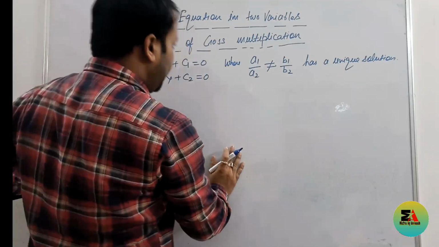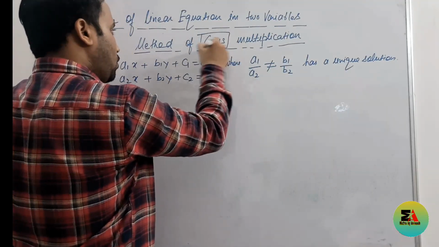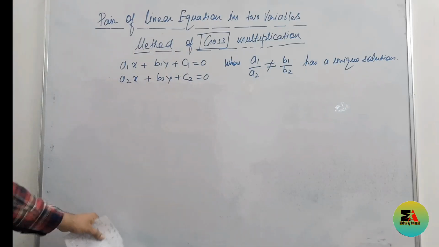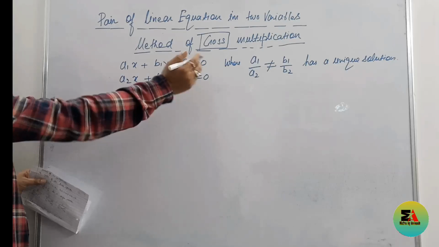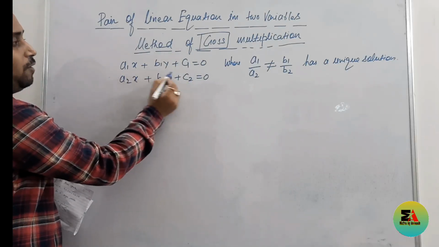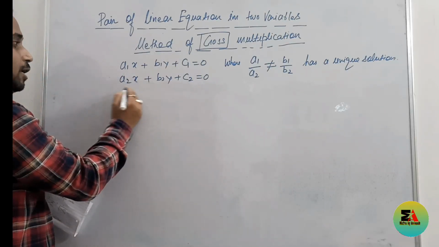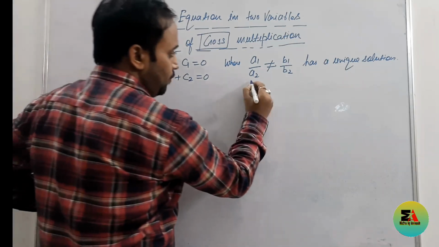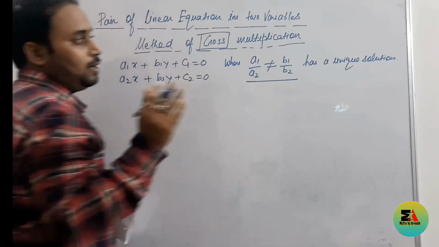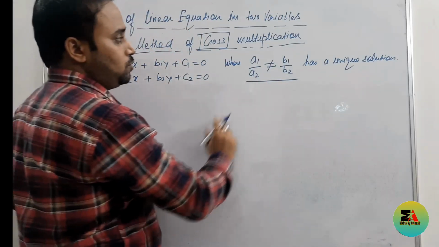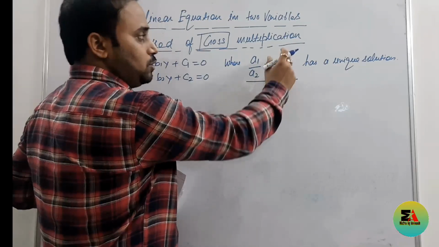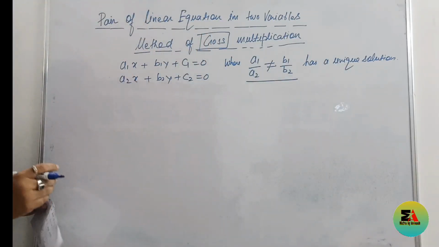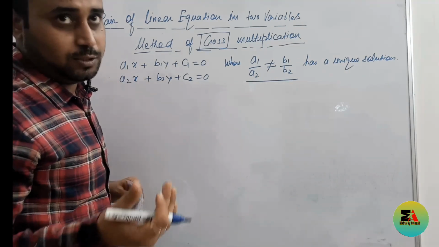Method of cross multiplication. Here two words are mentioned, cross and multiplication. In this we have to multiply in a cross form. Suppose we have two equations, a1x + b1y + c1 = 0 and a2x + b2y + c2 = 0. Here one condition is a must: the equations must have a unique solution. And we earlier saw that the condition for a unique solution is a1/a2 is not equal to b1/b2.